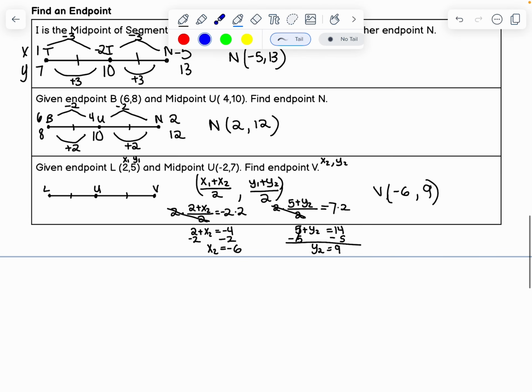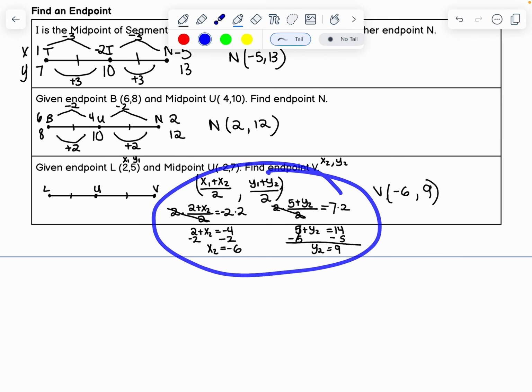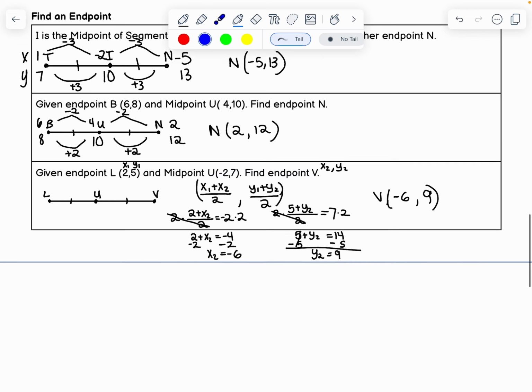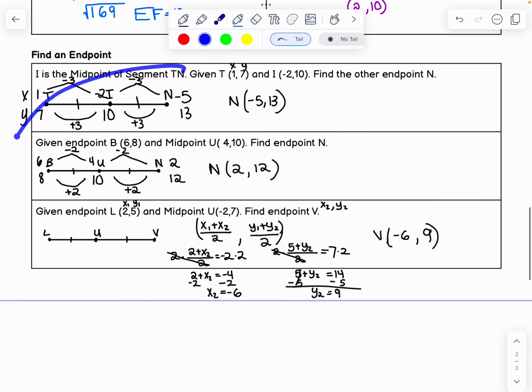So, 2 ways to do it. You can use the midpoint formula to help you find an endpoint, or you can use your problem-solving picture to help you find an endpoint, okay?